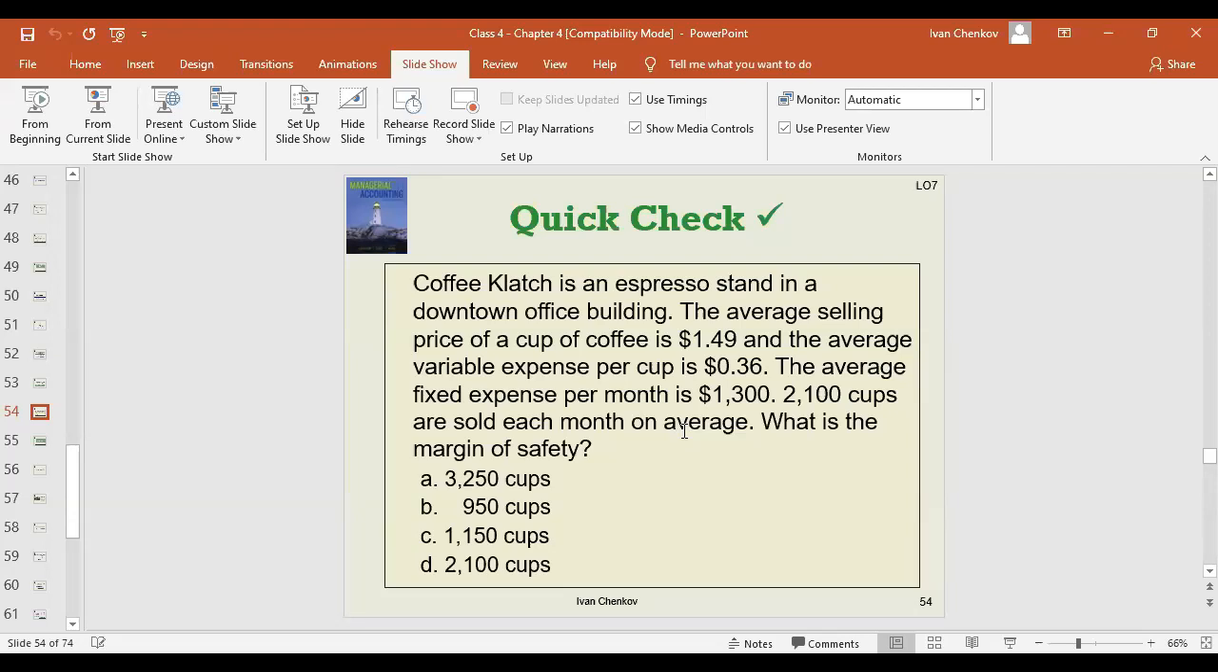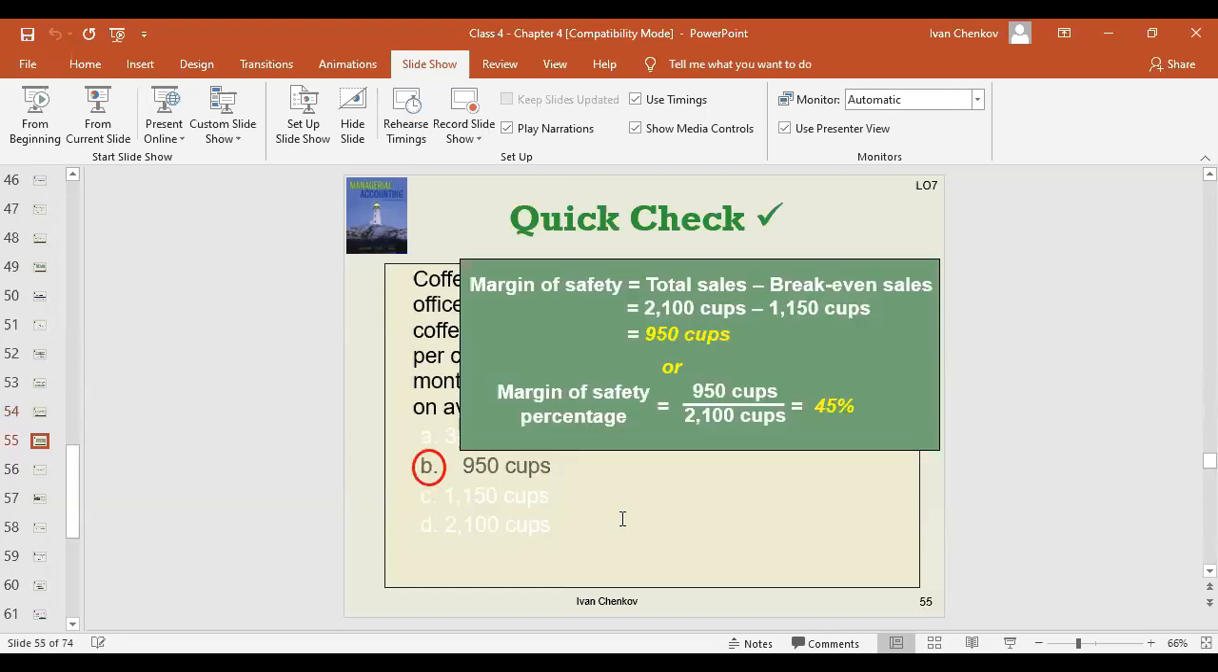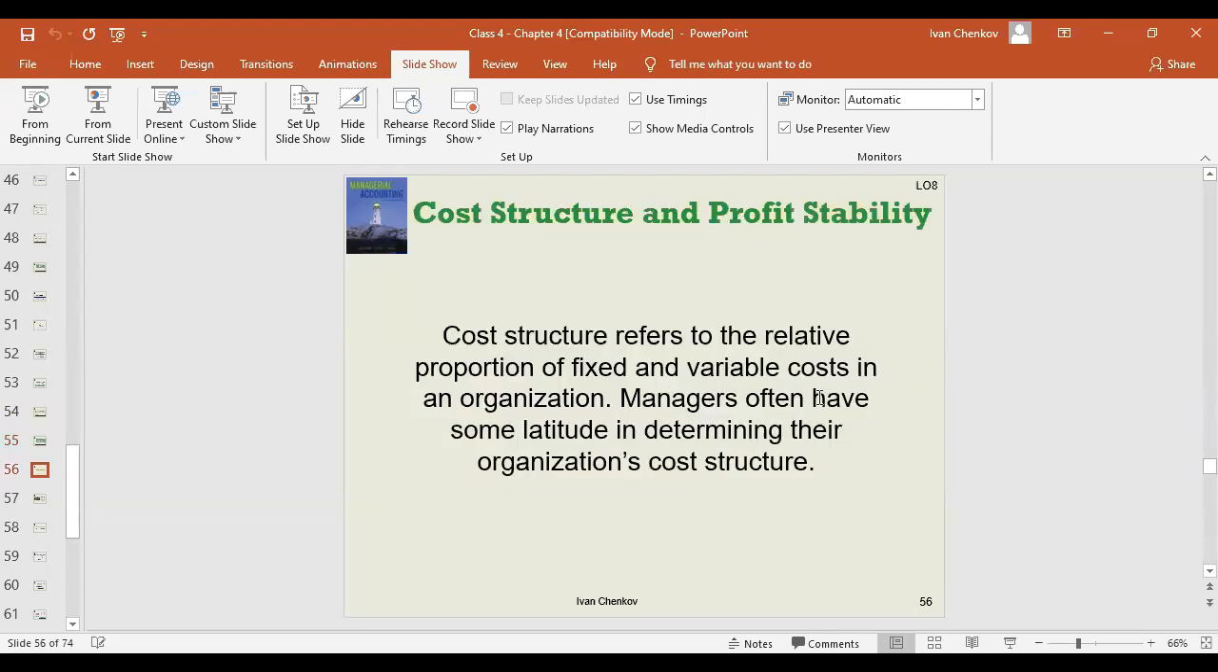950 cups? 950. Yes, that's correct. Because the break even was 1,150 cups, and now you're selling 2,100, so you're selling 950 cups above the break even. Or you can express it as a percentage, 45% more than break even.